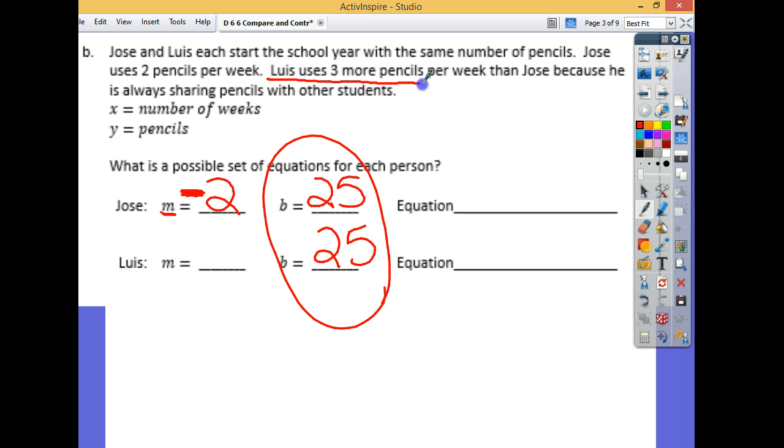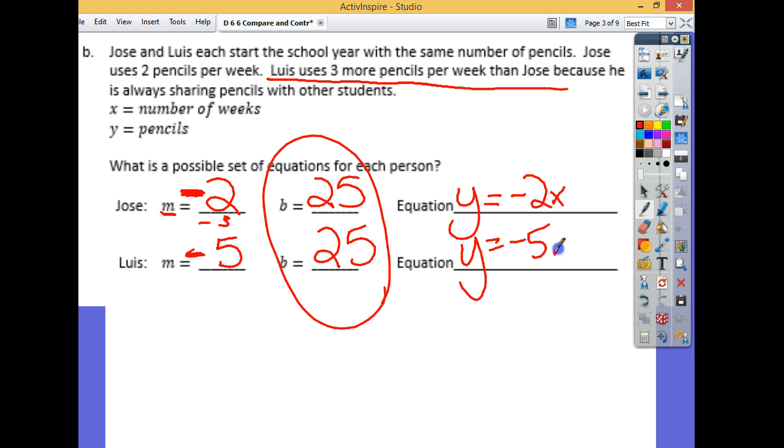Luis uses 3 more per week than Jose. So how many does he use? He takes away 5 every week, because a -2 minus 3 more, well, that's a -5. Now I can write my equations. Y equals, everybody's equation will be the same up to the slope part here, y equals, and this one's a -5x. But now in your homework, some of you will have different initial starting points. But we decided that we're all going to start out at 25 as a class.